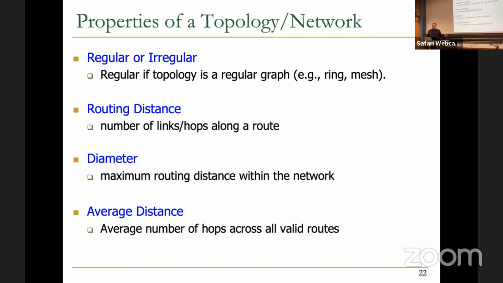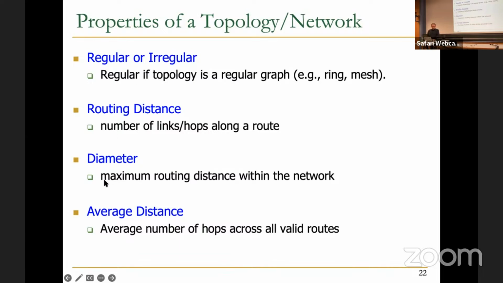And anything beyond that is irregular essentially. At some point, I will also use the blackboard to show you some more stuff, but I don't think you need examples for regular or irregular, right? Makes sense. Routing distance is the number of links or hops along a route. Whenever you want to send a packet from a source to the destination, there is a certain number of hops or links that you need to take. That's called the routing distance.